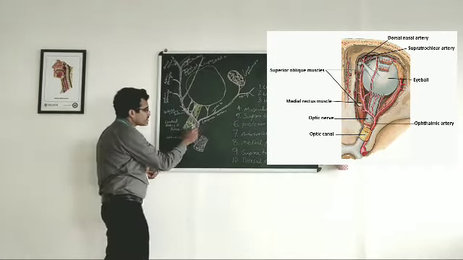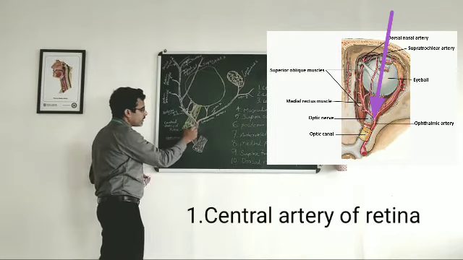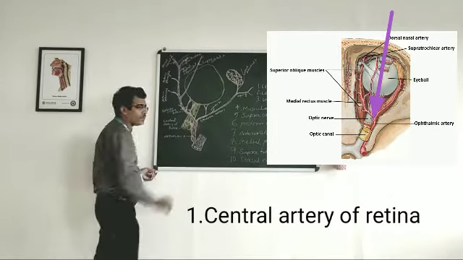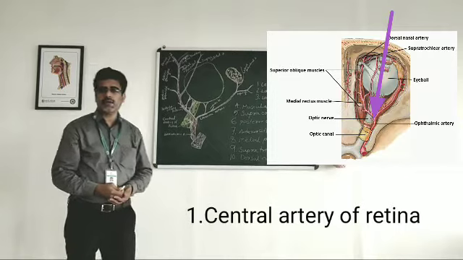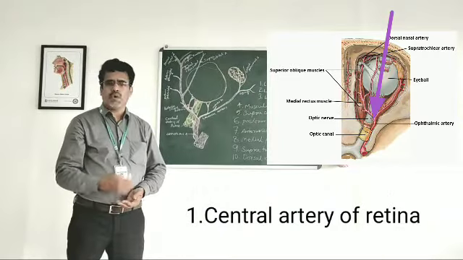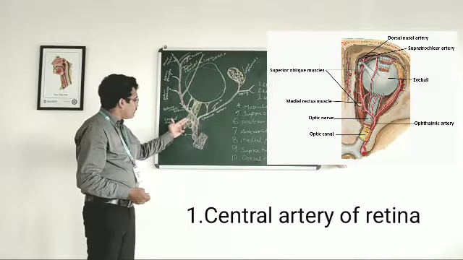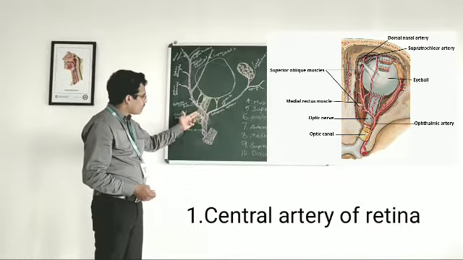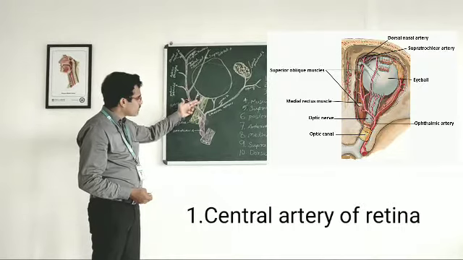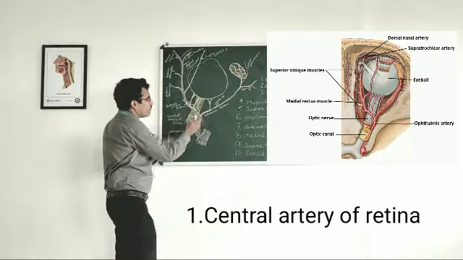The first branch to be described is the central artery of the retina. This artery arises from the ophthalmic artery and will pierce the dura mater of the optic nerve. Why is it called the central artery of the retina? It passes within the optic nerve. After piercing the dura mater, it enters the substance of the optic nerve and runs forwards to reach the inner layer of the retina.